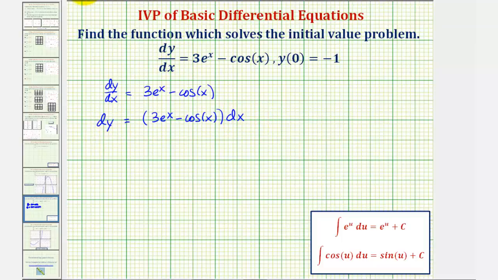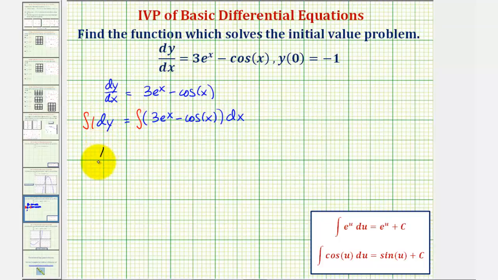In this form, we can integrate both sides of the equation. So on the left, if it's helpful, we can think of this as the integral of 1 dy, and then we'll integrate the quantity 3e to the x minus cosine x with respect to x. The integral of 1 with respect to y would be y plus c, but since we'll have a plus c on the right, we'll just put the plus c on the right.